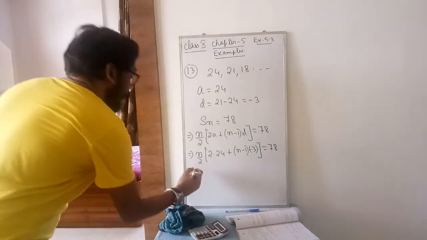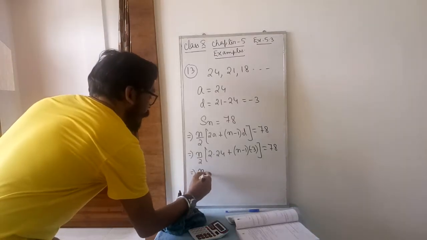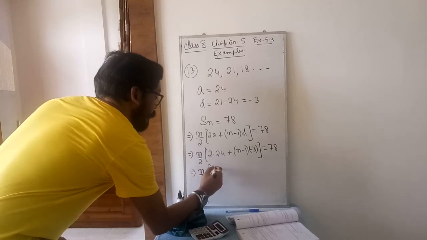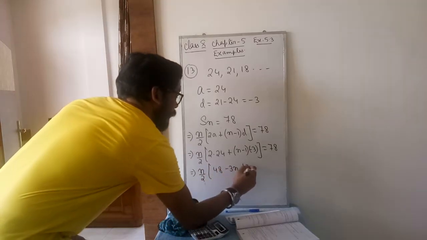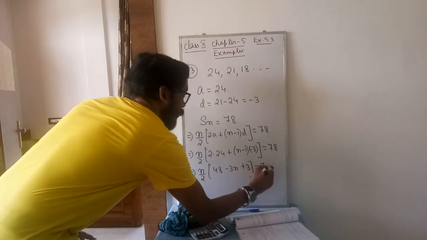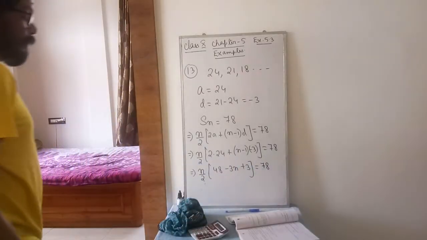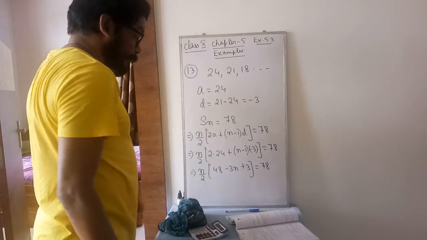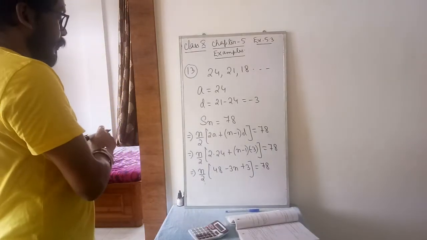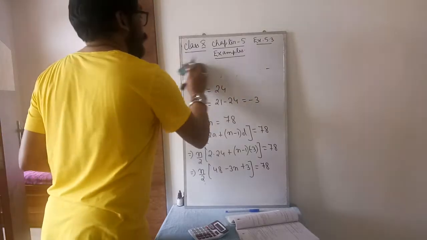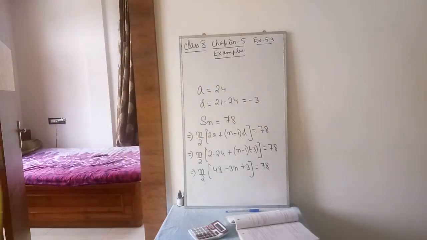Okay. So here what did you get? Let me write the last line here. Here it is 48 minus 3n plus 3 equal to 78. Okay, clear? Got it? Take the screenshot. Take the screenshot.